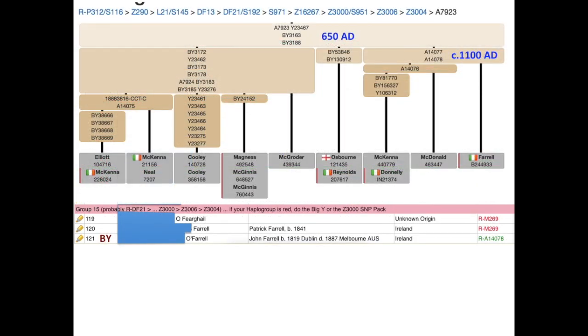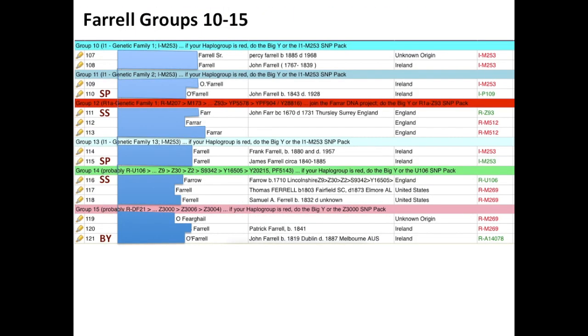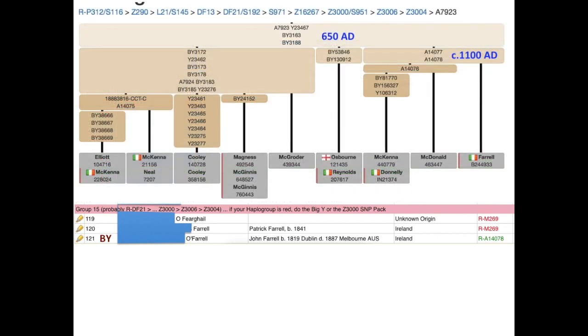The last one, only one person has done the Big Y, and this person comes from Australia, and the other one is an O'Farrell using the old Irish Gaelic spelling, and his Big Y puts him on this branch here, and there he is. He is the only one sitting there at the moment, and there needs to be another person doing the Big Y test to clarify exactly where the person comes from.